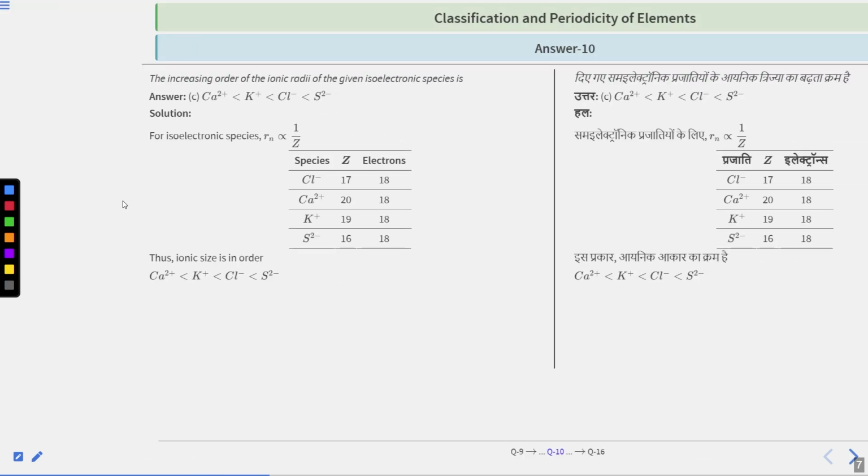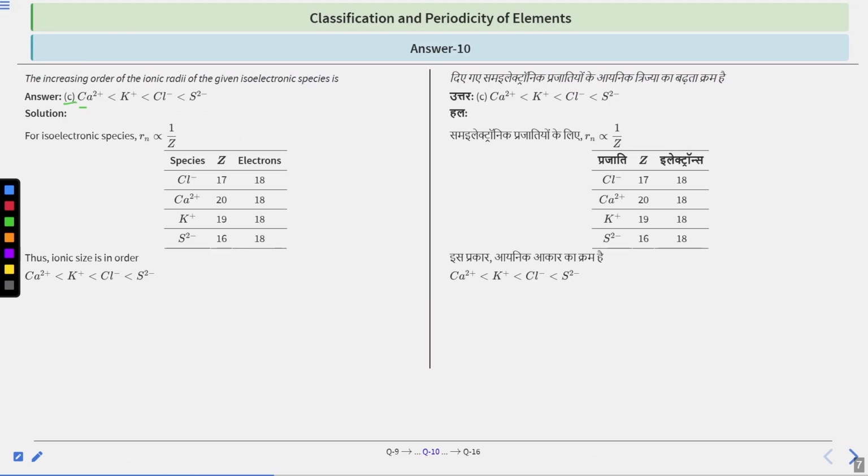Okay, let's see. The correct answer is option C. This is the correct increasing order from the given options of isoelectronic species. For isoelectronic species, the radius of the species is inversely related to Z. Z is basically the atomic number. And if you see the species given in the options, they are chlorine negative, calcium 2 positive, potassium positive, and sulfur 2 negative. If you write the atomic numbers for these species, for chlorine it will be 17, for calcium it will be 20, for potassium it will be 19, and for sulfur it will be 16.